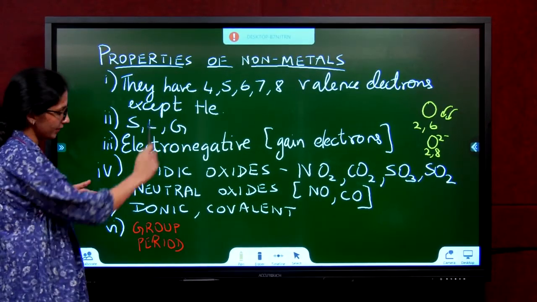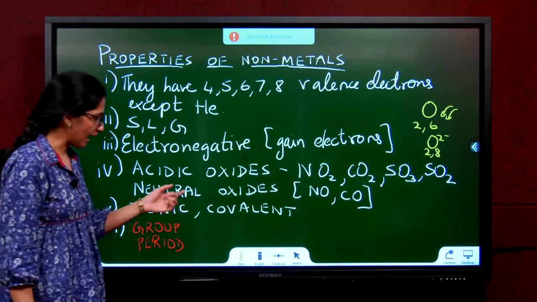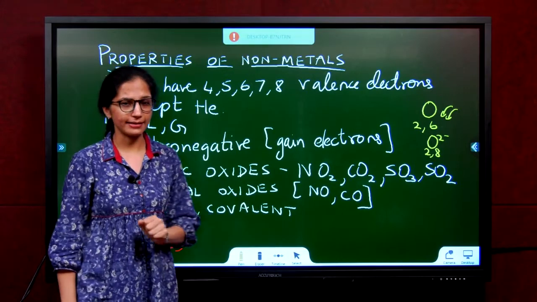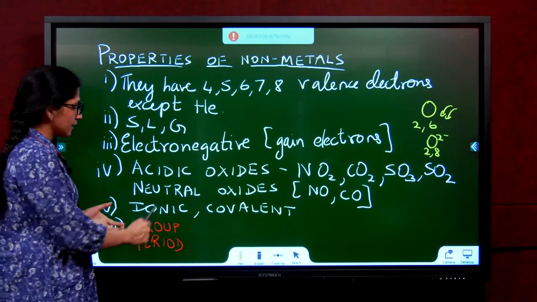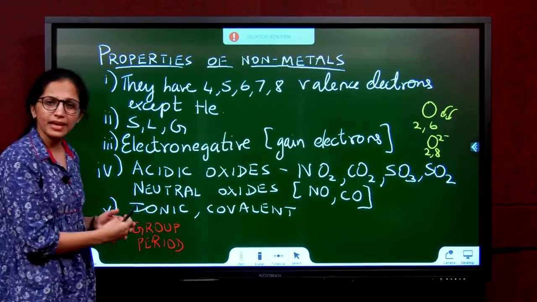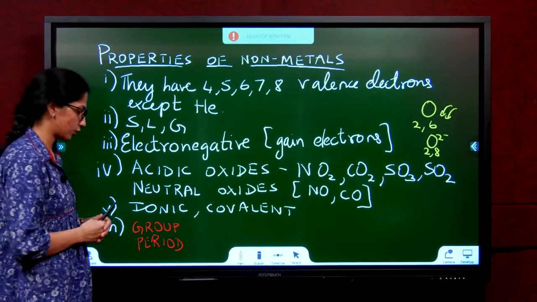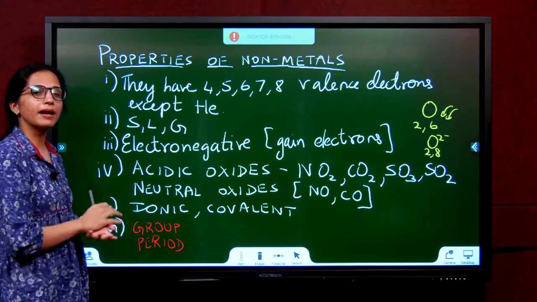Non-metals show ionic bond nature as well as covalent bond nature. Like I said in the previous section, you will be studying this in carbon and its compounds. To understand how non-metals behave along the group and period of the periodic table, we will be doing it in the next coming section. Please understand it there and come back and fill it up over here.